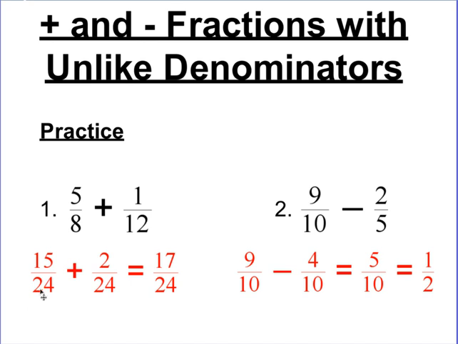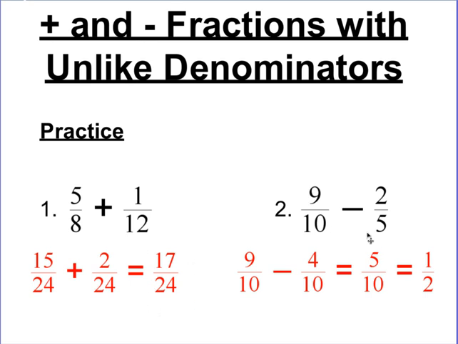So 15 24ths, we multiplied each of these by 3. We multiply each of these by 2 to get 2 24ths. And then you do 15 plus 2 to get 17. 17 and 24 do not have a common factor other than 1, so it cannot be simplified.